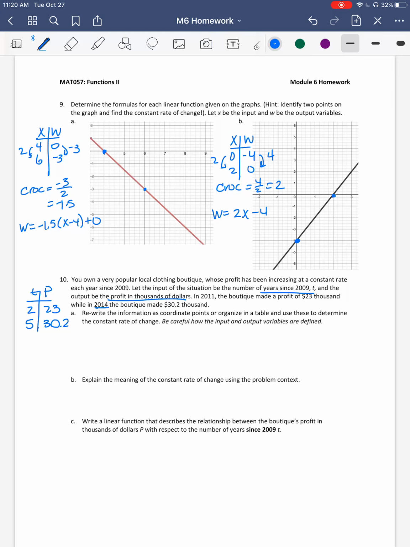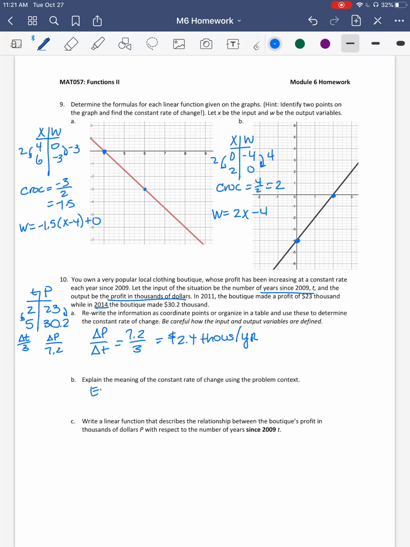A says rewrite the information as coordinate points or organize in a table. Yay, I did it. And use these to find the constant rate of change. I should have done it somewhere else though. So my change in input is going to be 3, so 5 minus 2. My change in output, 30.2 minus 23, is going to be 7.2. And so my croc is going to be 7.2 over 3, and I'm going to get 2.4, and that is $1,000 per year that my profit's increasing.